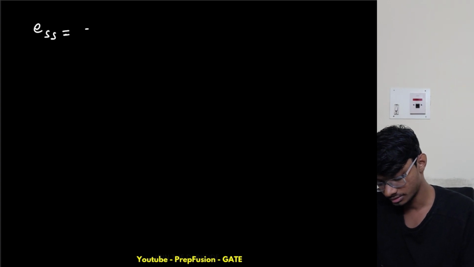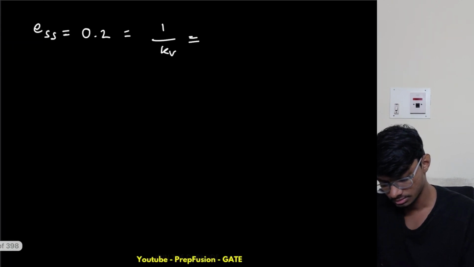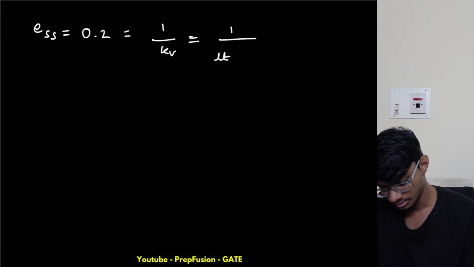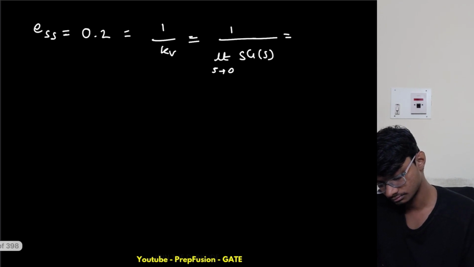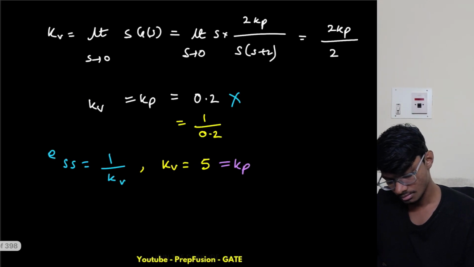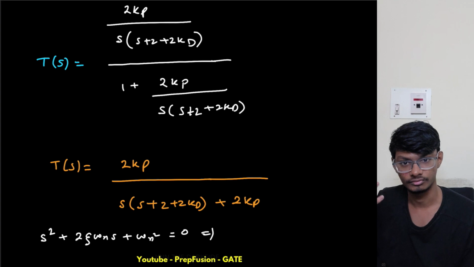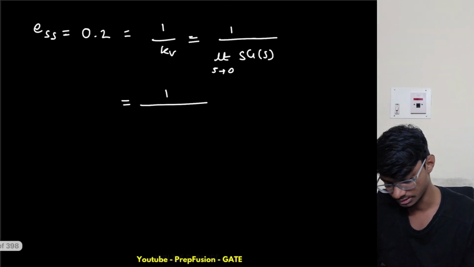So my steady state error equals 0.2 again, which will be equal to 1 by Kv. So what is my 1 by Kv basically? 1 by Kv is the limit as s tends to 0 of s times G(s). Okay, this is 1 divided by this. This was my G(s), right? So multiply s with this one. What am I left with?